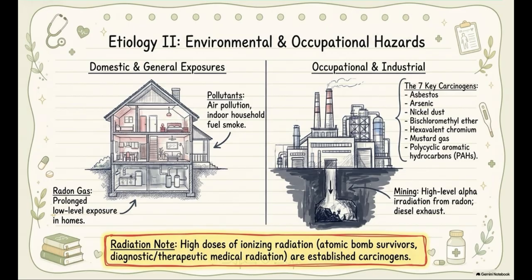Let's look at everyday domestic exposures. This includes general air pollution. It also includes indoor household fuel smoke. Prolonged, low-level exposure to radon gas inside homes is another major trigger. Then we have occupational hazards, which are equally dangerous. There are 7 key industrial carcinogens you need to know. These are asbestos, arsenic, nickel dust, bischloromethyl ether, hexavalent chromium, mustard gas, and polycyclic aromatic hydrocarbons.